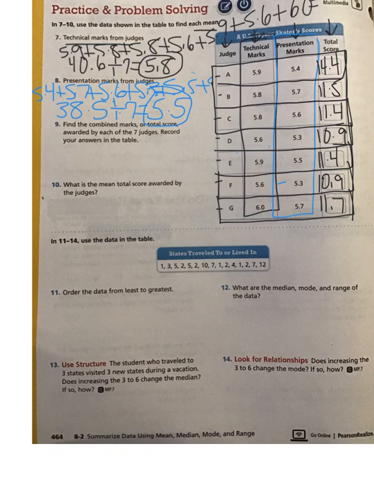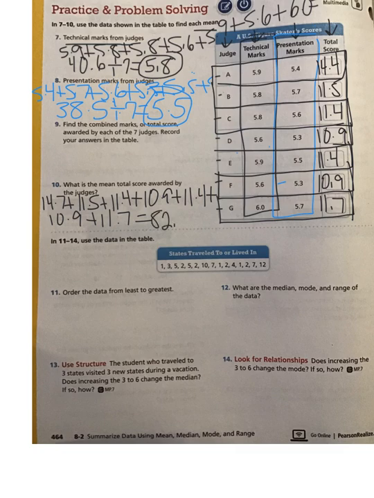So when I do that, I'm going to add 14.7 plus 11.5 plus 11.4 plus 10.9 plus 11.4 plus 10.9 plus 11.7. That all added up together is 82.2. And there's 7 judges.